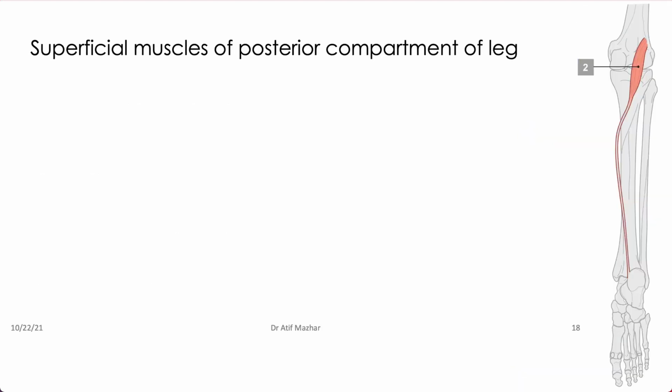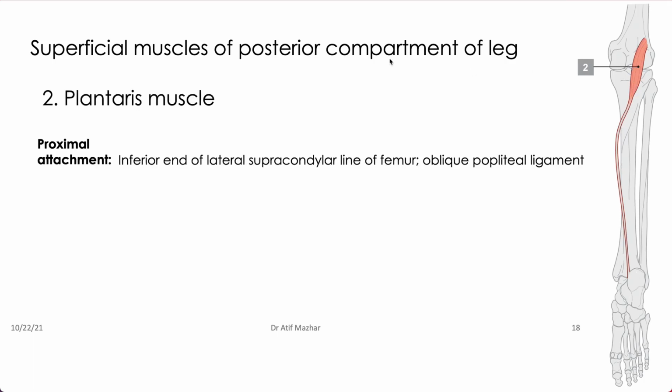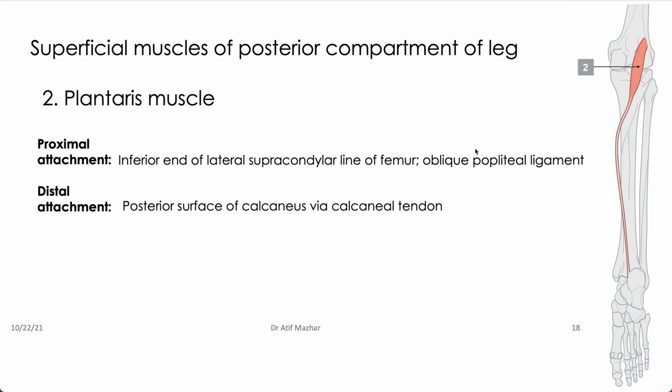The second muscle is a very tiny one. You can see this very small muscle with a very long tendon. This is my plantaris muscle. It comes from the inferior end of the lateral supracondylar line of the femur and the oblique popliteal ligament. These are the two locations from where this muscle comes, and it becomes a tendon that goes all the way down. It can be attached to the calcaneum bone separately, or it may blend with my tendocalcaneus.